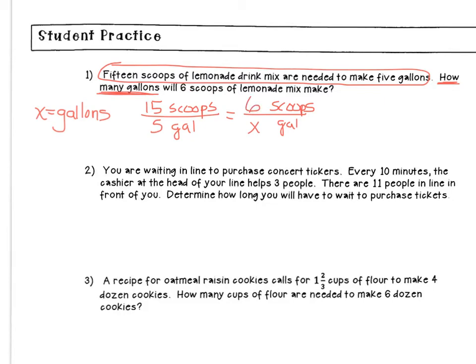Okay, so I know it takes 15 scoops for 5 gallons. What if I only have 6 scoops? How many gallons will I be able to make? It should be obvious that it has to be less than 5.